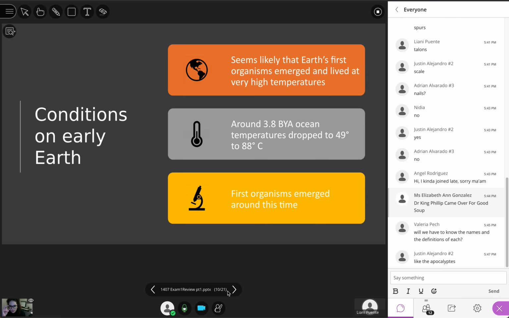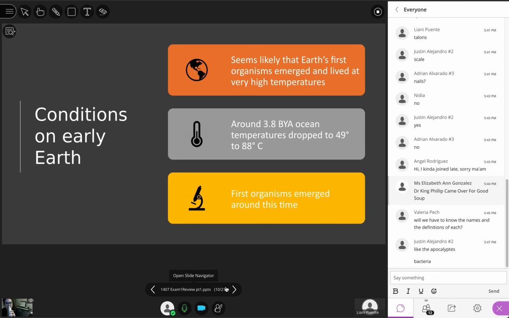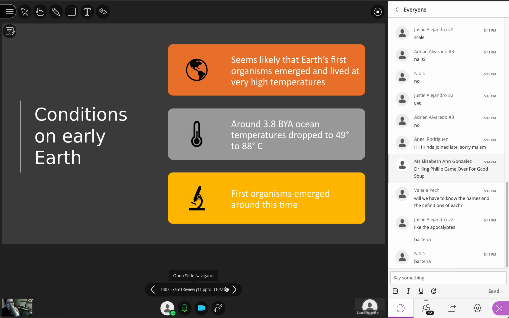So, what do you think was the first type of organism? You can type it in the chat. The first type of living organism on Earth. What do y'all think? Okay, very good. You're thinking of small scale, that's correct. It was bacteria, a bacteria that was able to survive in a place where there wasn't any oxygen.